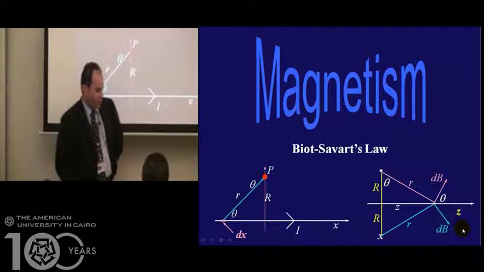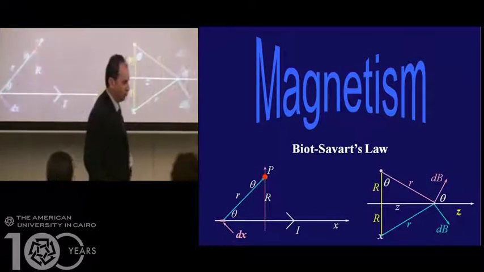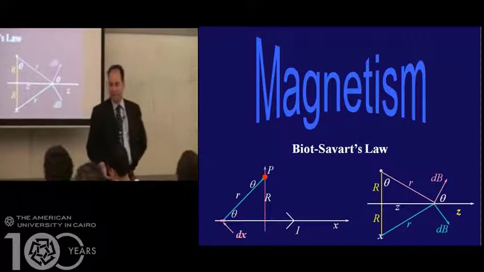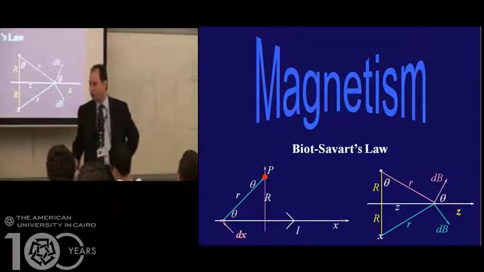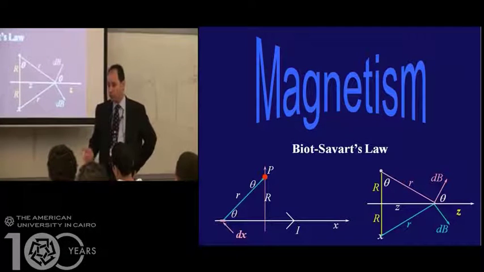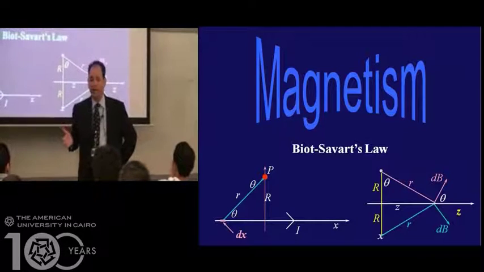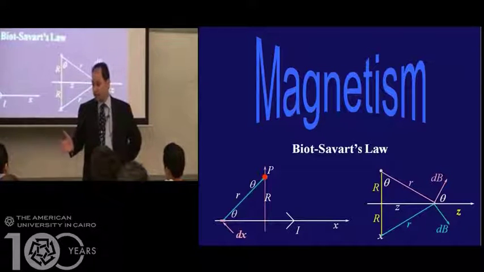Guys, today we're going to start something similar to Gauss's law. We know how to calculate the electric field using either Coulomb's law or Gauss's law. And we know that Gauss's law actually helped us in calculating the electric field when we have symmetry. So that's about electric field.